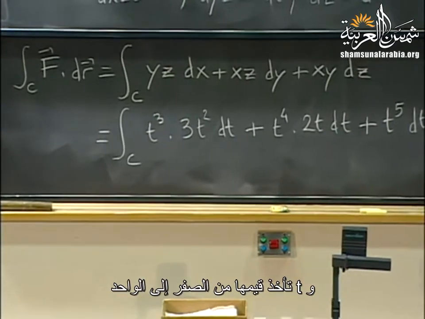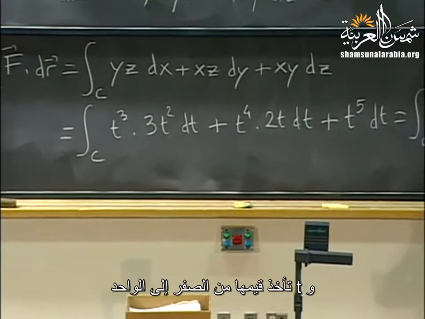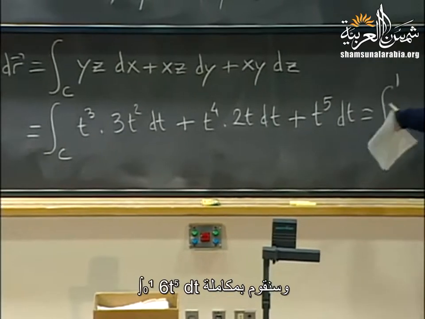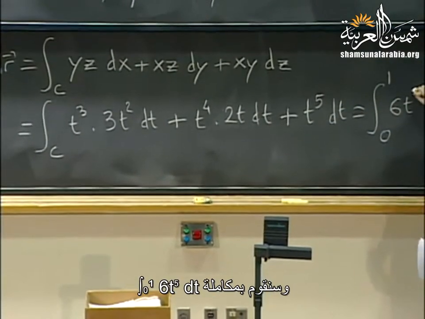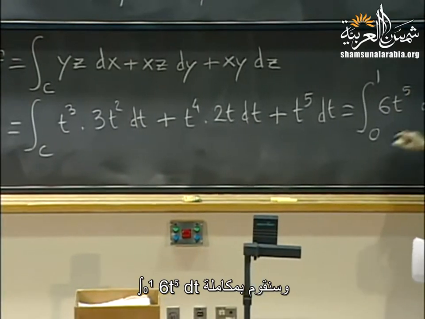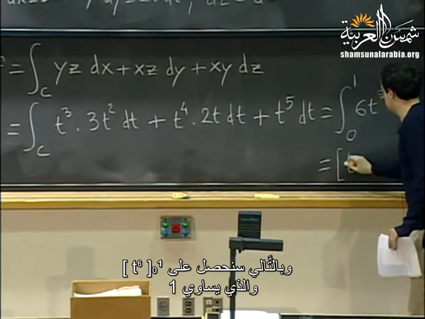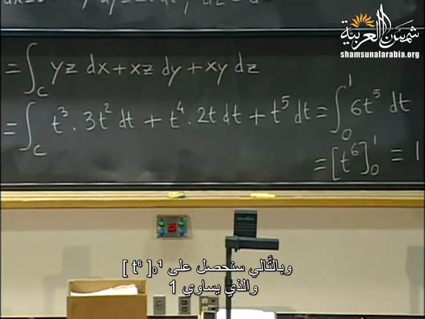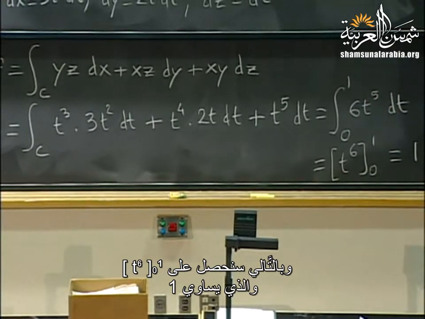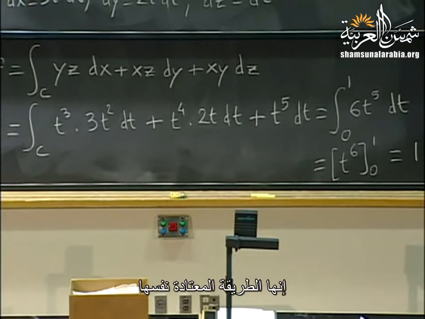Okay, so that just becomes the integral from, well, I guess t goes from 0 to 1 actually. And we are integrating 3 plus 2 plus 1, that's 6t to the 5 dt, which I'm sure you know integrates to t to the 6. So we'll just get 1. Okay? So it's the same method as usual.